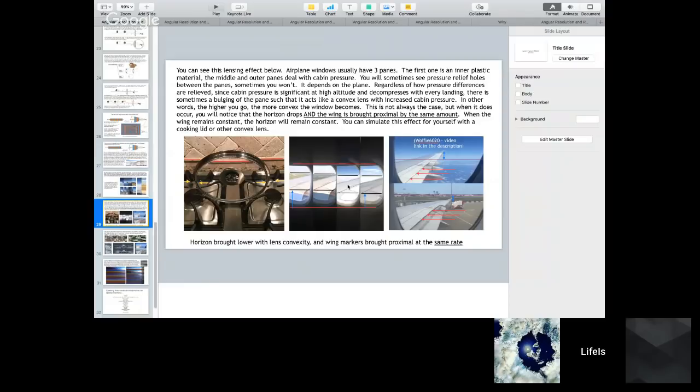But I found no wing proximity as well, right? And I also found no horizon drop. So you have to evaluate both. You have to have a marker that you verify has not been brought proximal to you. Yeah. Well, right?